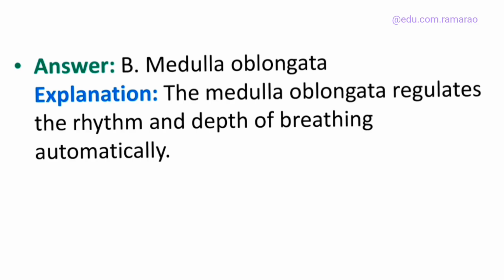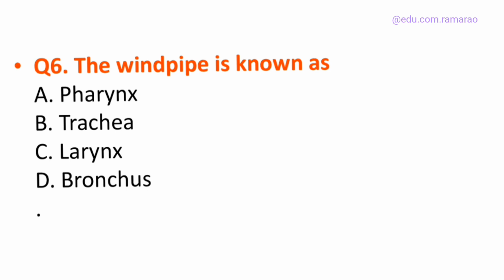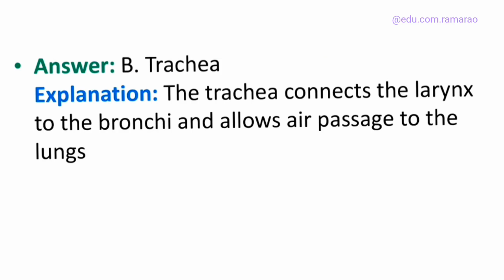The next question. The windpipe is known as option A pharynx, option B trachea, option C larynx, option D bronchus. The correct answer is option B trachea. The trachea connects the larynx to the bronchi and allows air to pass to the lungs.